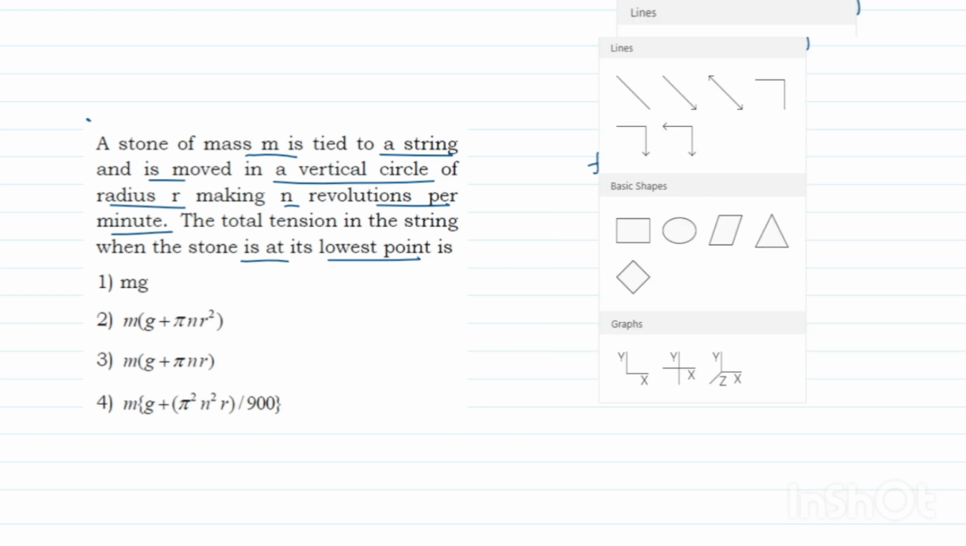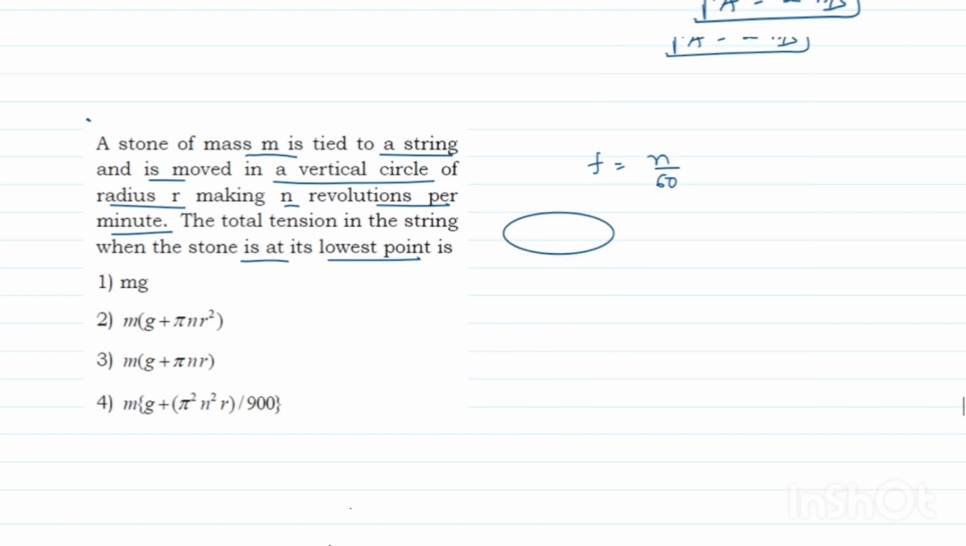So here a stone of mass m is tied to a string and it's moving in a vertical circle. Its radius is given as r, and it's making n revolutions per minute. They are asking for the total tension at the lowest point.